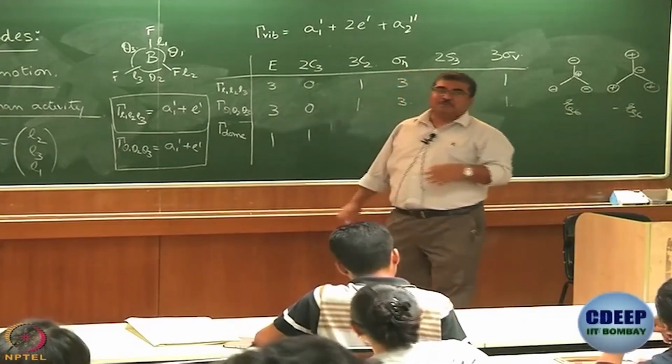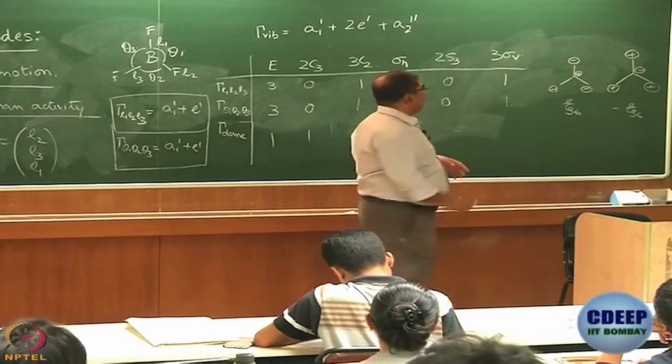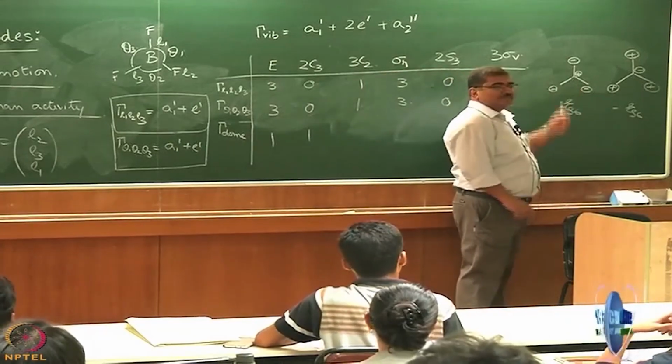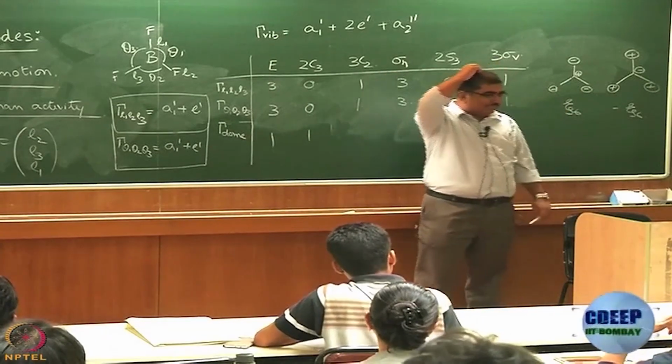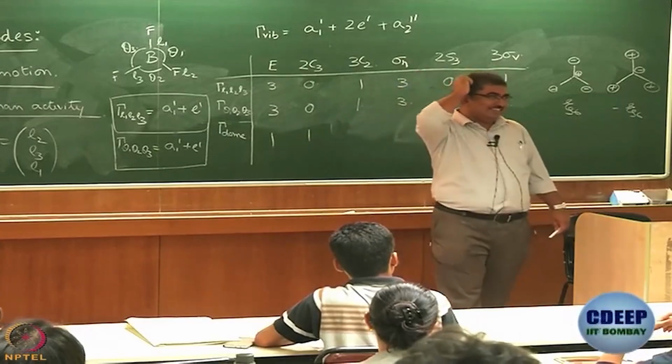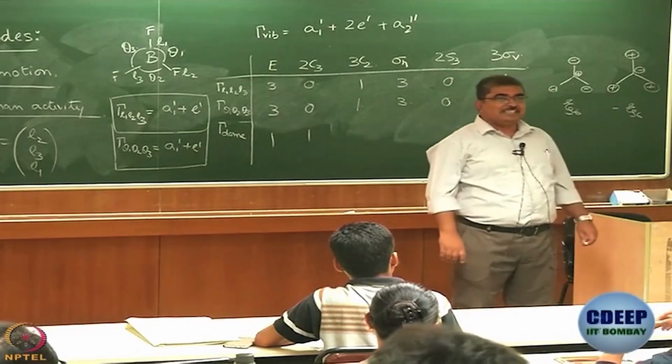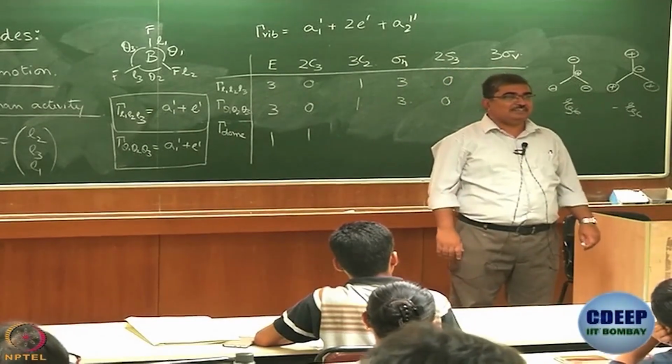What is the character of C2? Do not forget where C2 is, this is C2. Is the character plus 1, is it minus 1? For C6, is the character plus 1, is it minus 1?